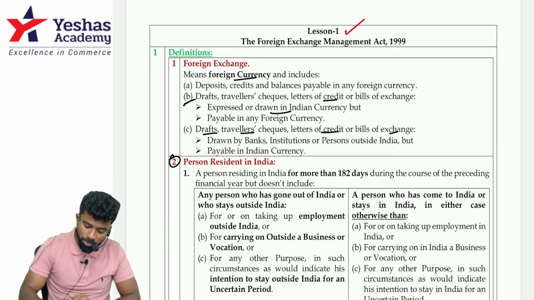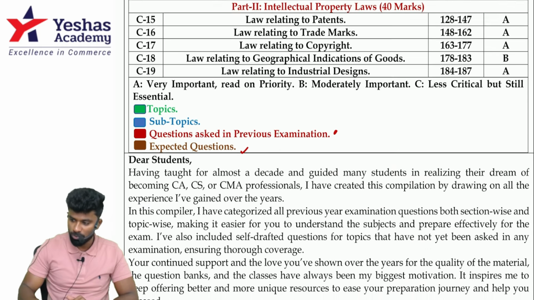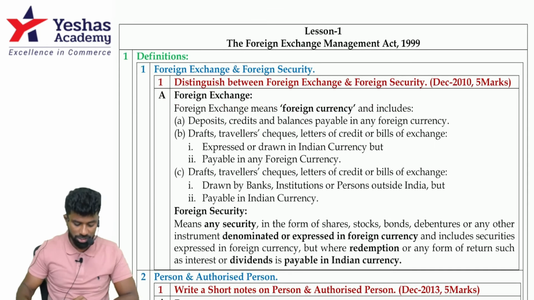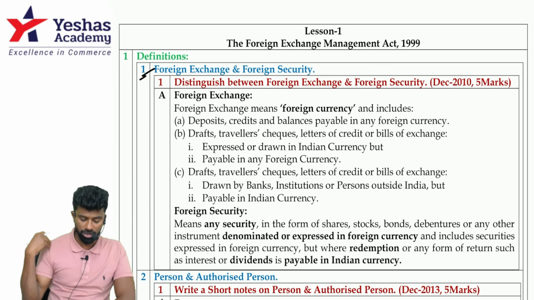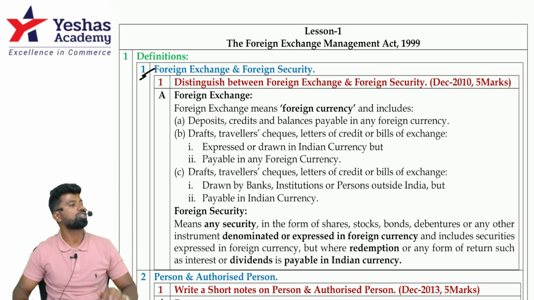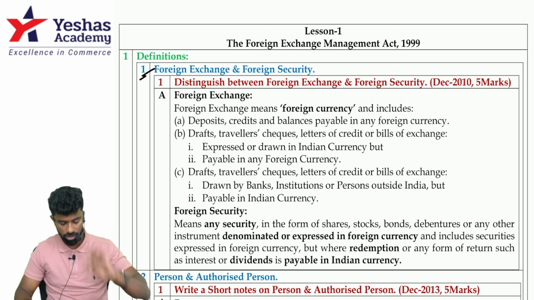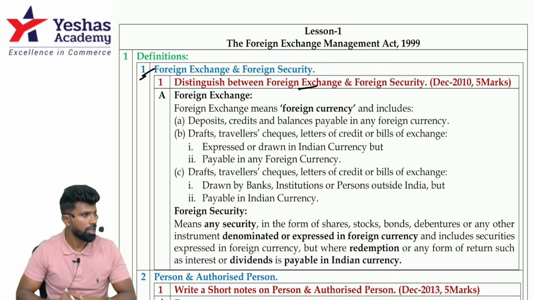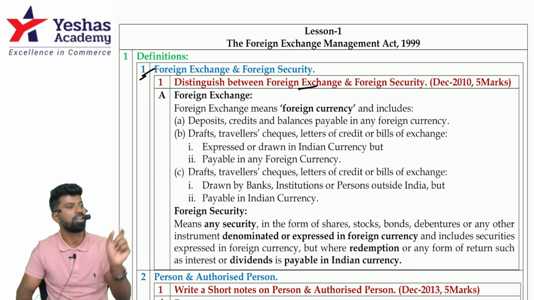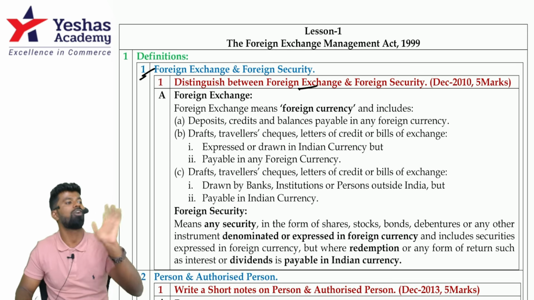Based on this topic, what type of question might come in the examinations? The first topic is foreign exchange and foreign securities. The question asked based on this topic was: distinguish between foreign exchange and foreign security. If they ask this question, you should write the definitions of foreign exchange and foreign security.